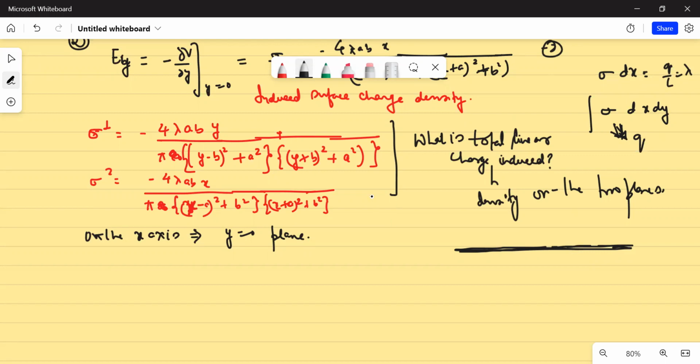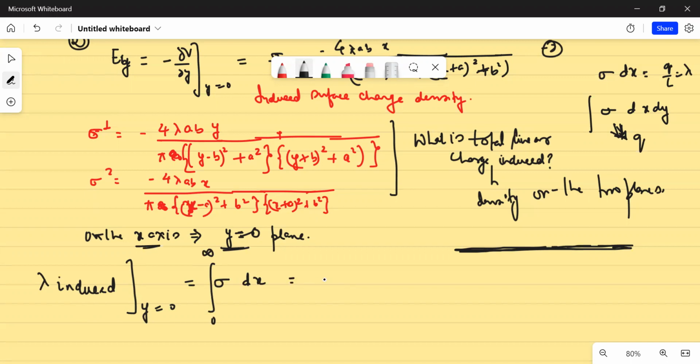Okay. Now, on the surface of these two planes, I have this sigma. And if I want to find the total linear charge density induced, what I can do is, let's say on the x-axis, my x-axis is the y equal to 0 plane. So the total induced charge density at y equal to 0 would be equal to what? I can write it as sigma into dx, from 0 to infinity. Is that clear?